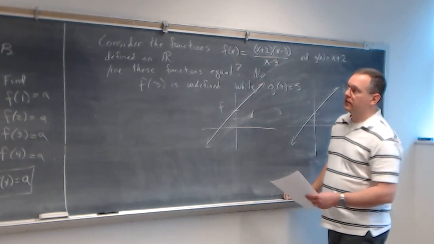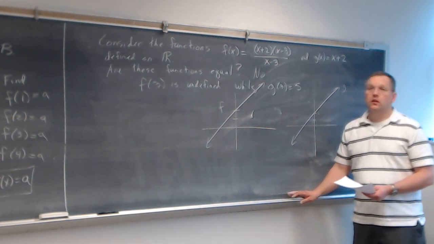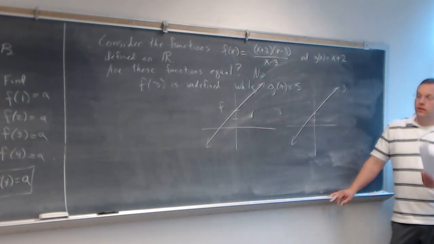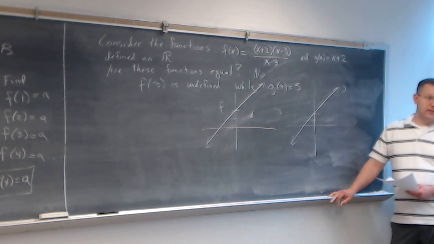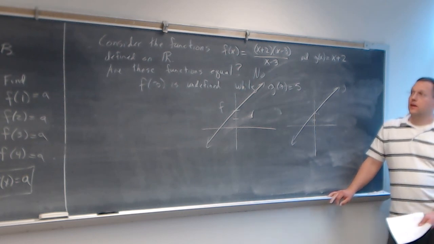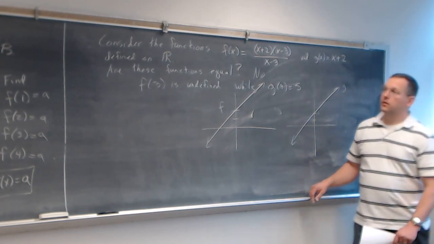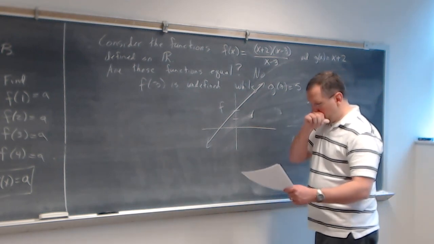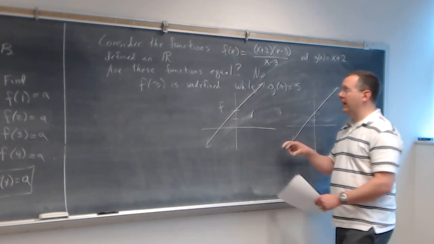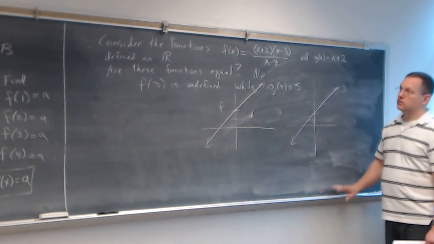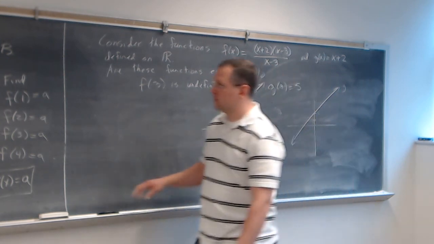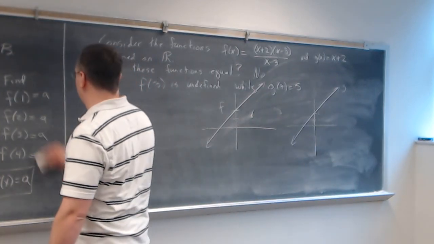Okay, so this leads to our definition. How do we define two functions being equal? Now we think of them as being equal as sets. They have exactly the same domains, exactly the same codomains, and f of x equals g of x for every x. Okay. So this is this last definition.